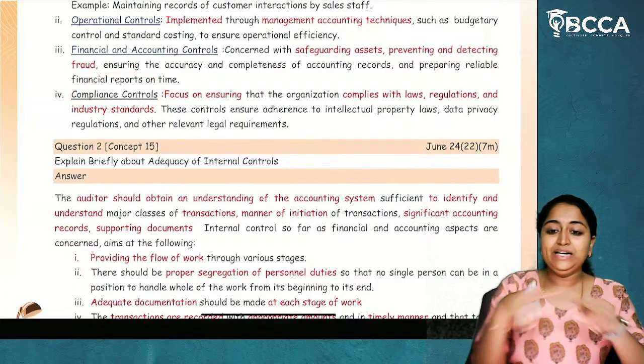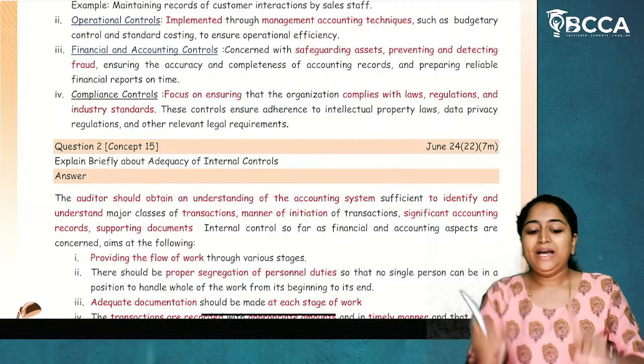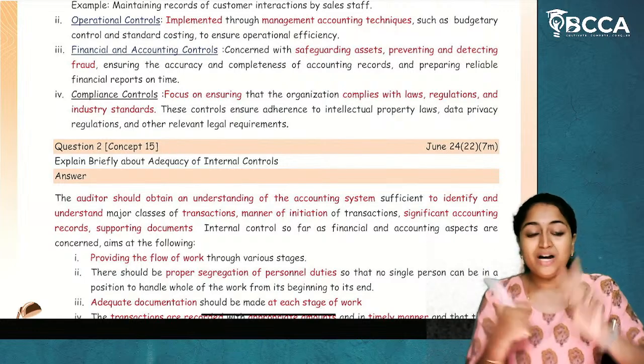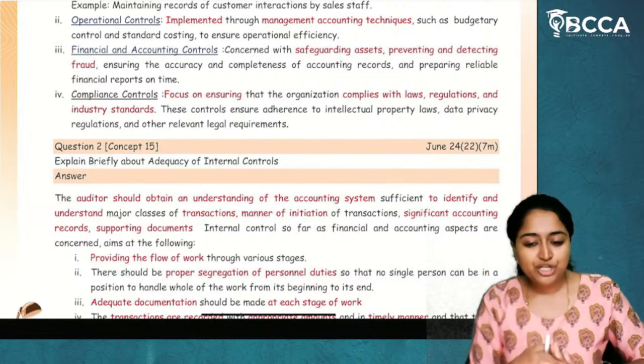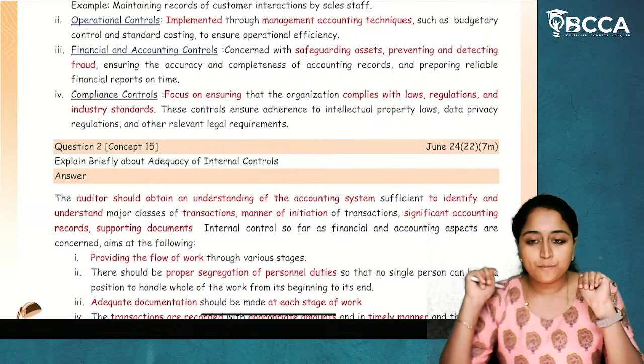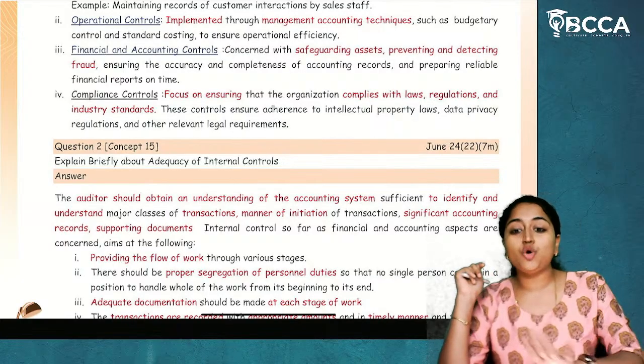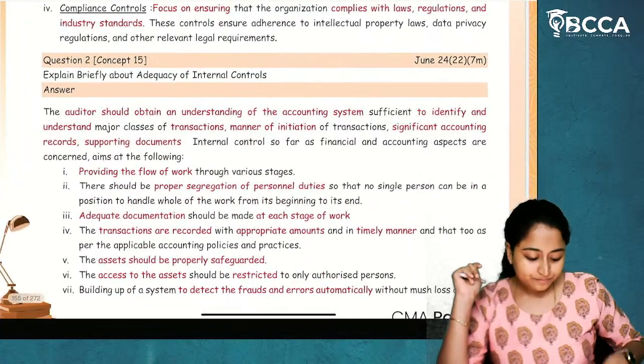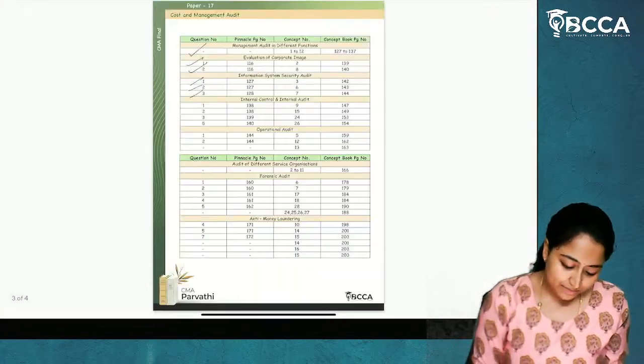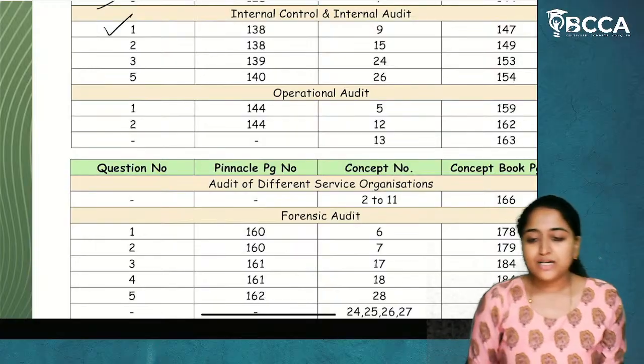So what is the wider scope of internal control? It focuses on financial control, administrative control, operational control, and compliance control. I hope it is clear. So this is the entire scope of internal control. I hope it is clear. So question number 1 is clear.